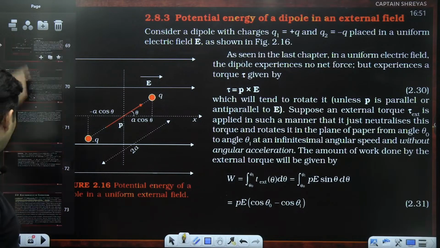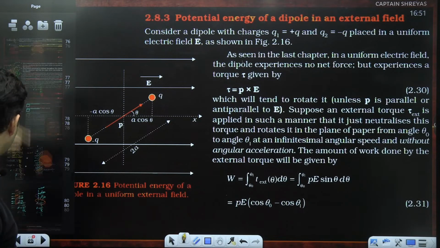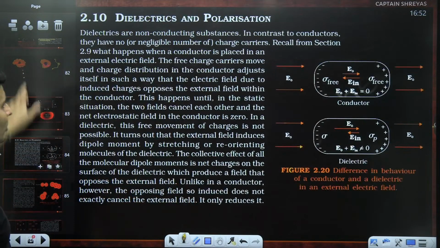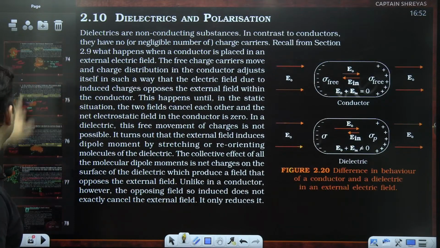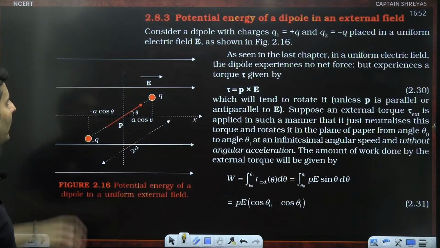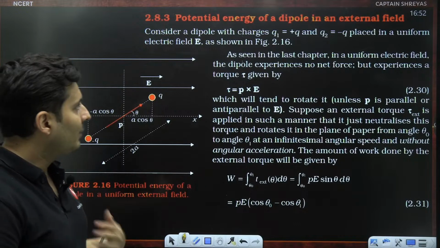Okay, so now that we have done almost all the properties of conductors, we have to go to dielectrics and polarization. Before going to that, let's do section 2.8.3: potential energy of a dipole in external field.